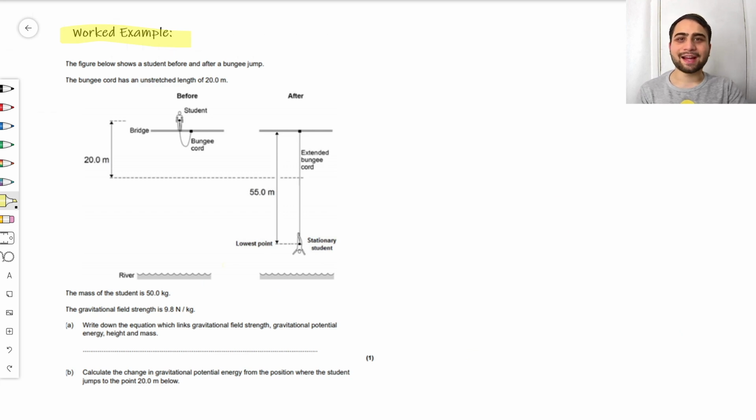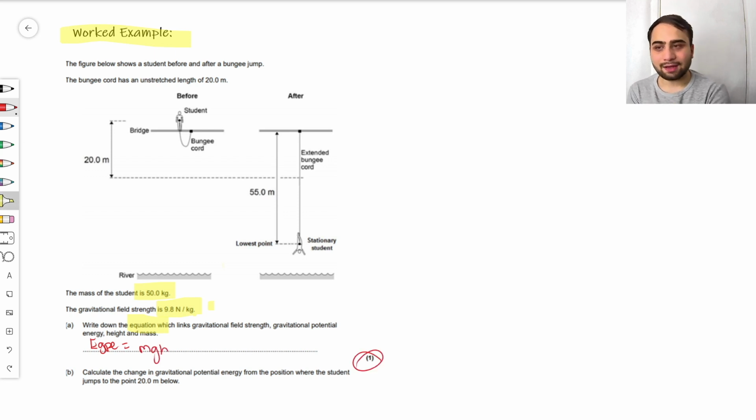Okay, so now let's have a look at a worked example. As always, we're going to go through and highlight all of our keywords. The figure below shows a student before and after a bungee jump. The bungee cord has an unstretched length of 20 meters. The mass of the student is 50 kilos. The gravitational field strength is 9.8 newtons per kilogram. Write down the equation which links gravitational field strength, gravitational potential energy, height, and mass. Okay, so that's just our GPE equation: gravitational potential energy, E GPE, equal to mgh. So that's our first part right there.